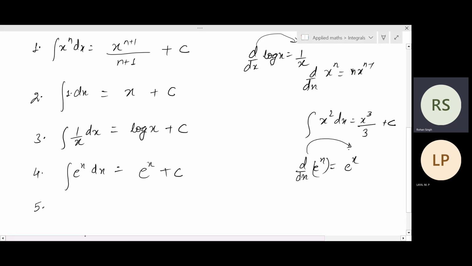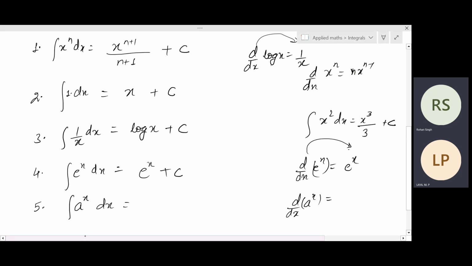And then the last basic function that we need is a raised to the power x dx. Now, what was the differentiation of a raised to the power x? It included something like log, right? Do you remember this?